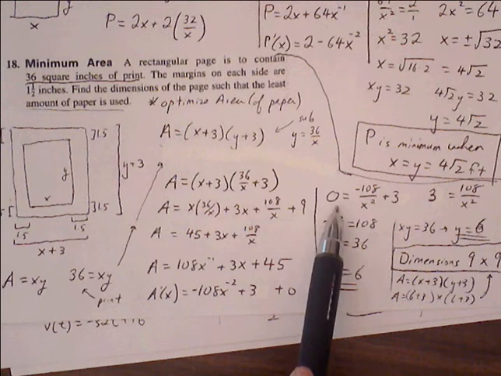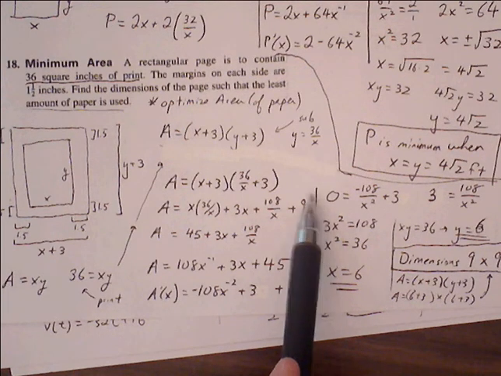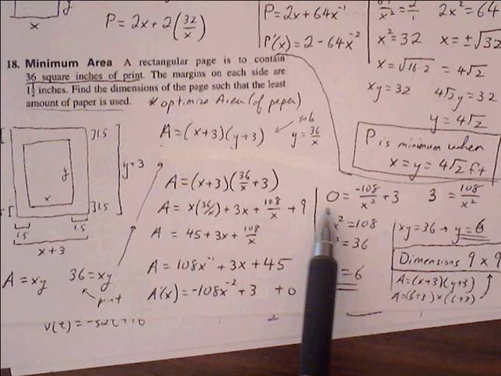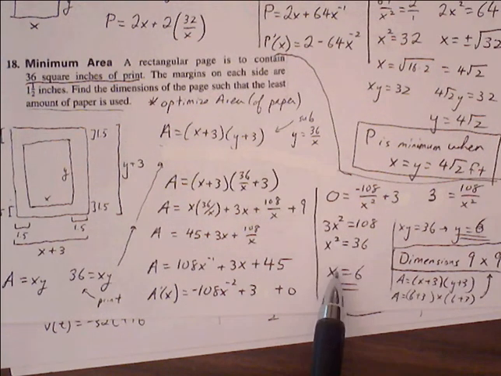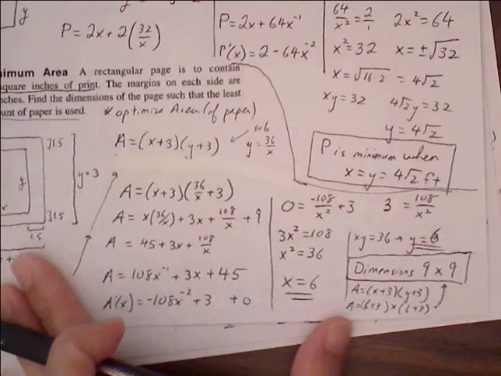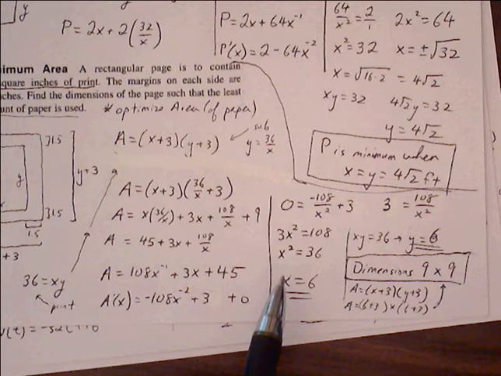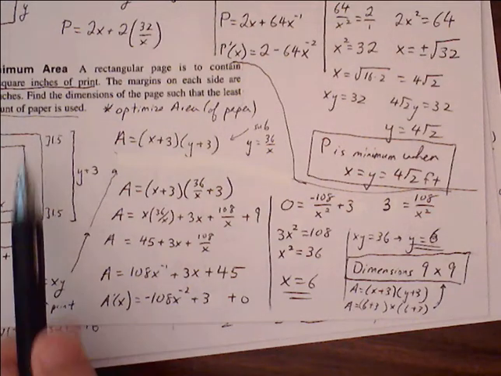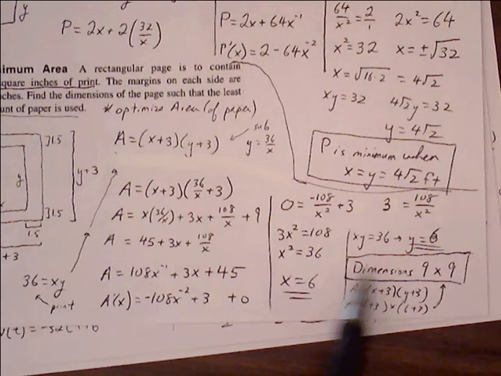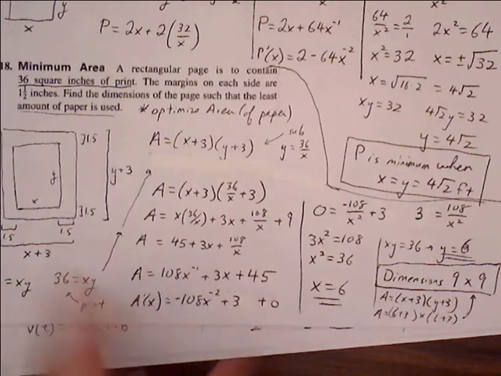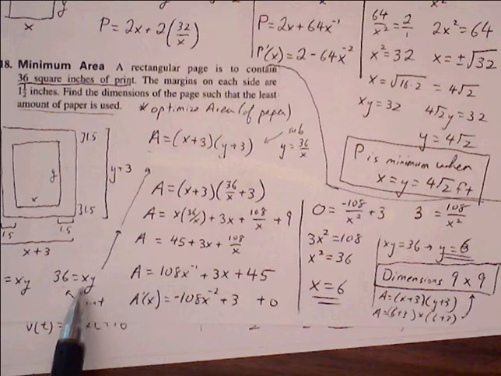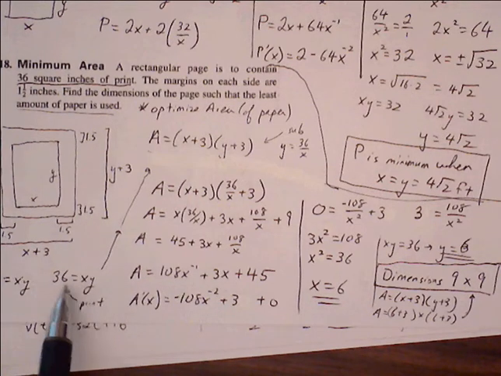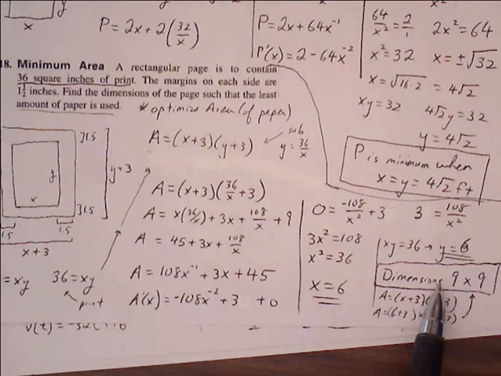So bring the 3 over to the left side, divide both sides by negative 1, cross multiply. We get x squared equals 108 over 3, which is 36. So x equals plus or minus 6. But we're dealing with positive length, so x is equal to 6. So if x is 6, then we can use this equation to help us solve for y. So 36 divided by 6 is equal to y. So y is also 6.